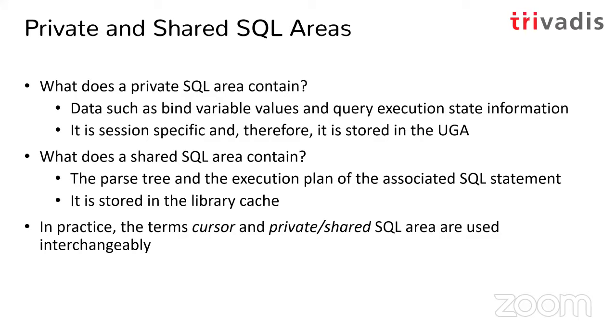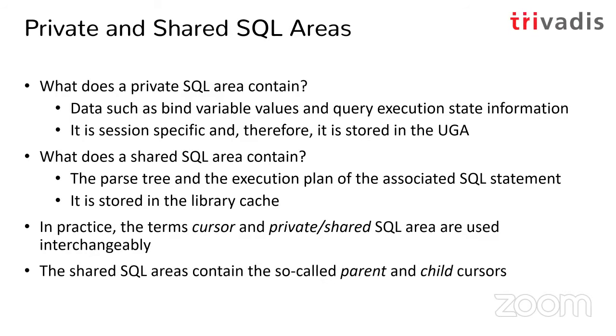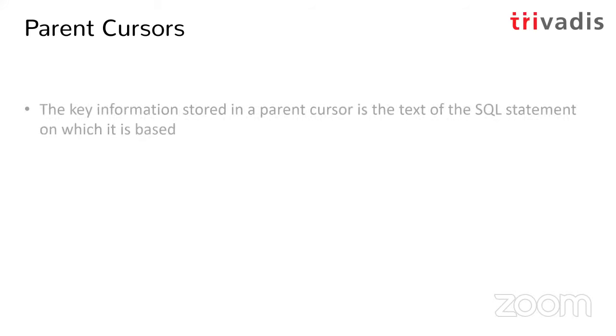Now, if we go a bit more in detail in the shared SQL area, there are two additional objects or structures. One is called the parent cursor, and the second is called the child cursor. So the next thing we look at is what is a parent and what is a child cursor. Let's start with the parent.